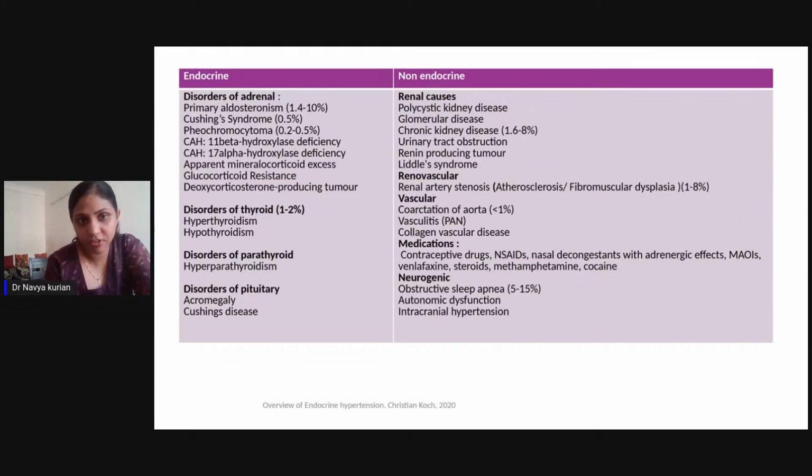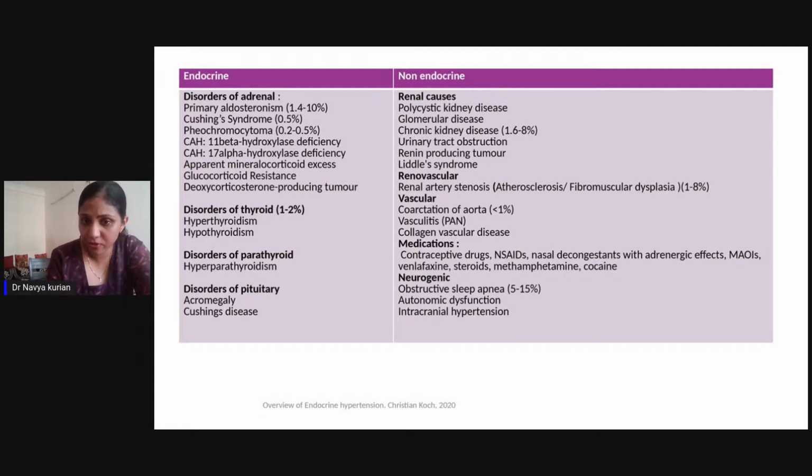Coming to the causes of secondary hypertension, there are endocrine causes and non-endocrine causes, and non-endocrine causes are more common. For example, renal causes, which may be due to polycystic kidney disease, glomerular disease, chronic kidney disease, urinary tract obstruction, renin-producing tumor, and Liddle syndrome. It can be due to a renovascular cause, that is renal artery stenosis, either due to atherosclerosis or fibromuscular dysplasia. Then there can be vascular causes such as coarctation of aorta, vasculitis, and collagen vascular disease.